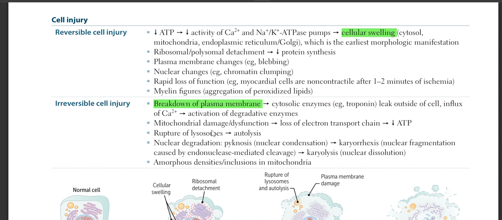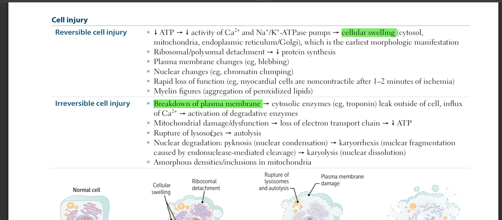So you have these blebs which are formed. Then you have the loss of ribosomes from the ER, and if you lose ribosomes from the ER, you're reducing your protein synthesis. All of these things happen, but the cell is still alive. The cell can still be turned back to normal if you give it energy.